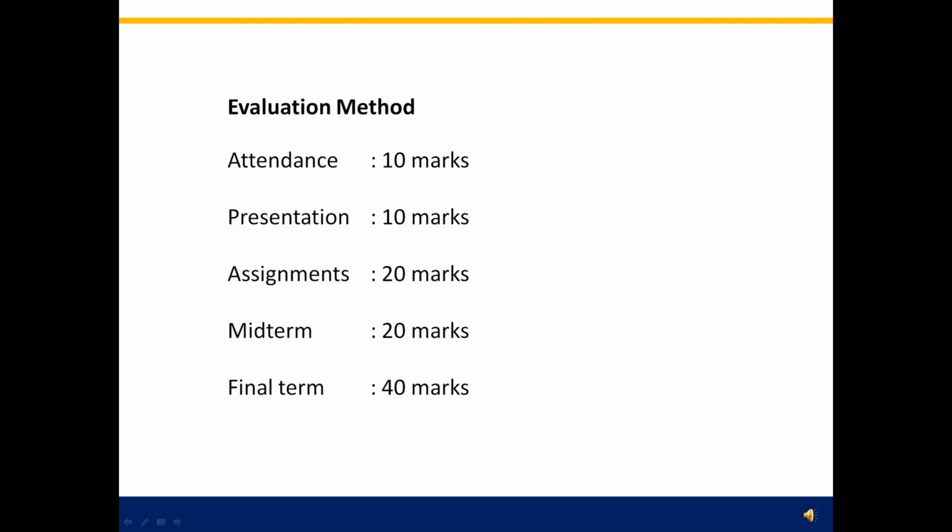The course evaluation method is based on 5 different categories: attendance, presentation, assignment, midterm exam, and final term exam. Attendance and presentation carry 10 marks each, and assignments 20, so overall 2 assignments of 10 marks each. The midterm is for 20 marks, and the final term is for 40 marks. This is the evaluation pattern which I am going to follow to grade you students.